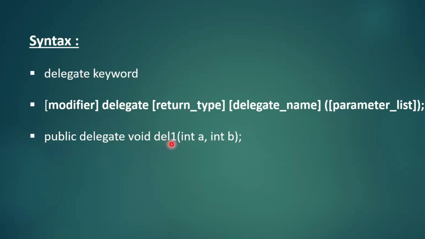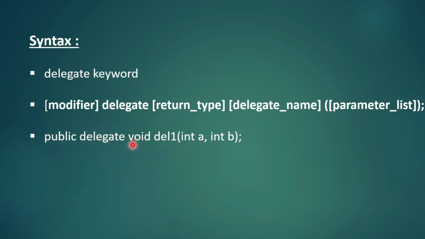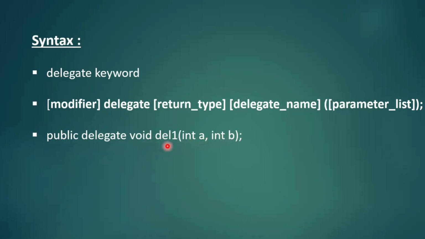Name of the delegate is del1. First I have used modifier, that is public. After that delegate keyword I have used here. After that return type, and after that name of the delegate, that is del1 I have given, and this del1 is having two parameters of type integer. So this delegate will be used for calling the method which will have the same signature, means which is having the void return type and which is having two input parameters of type integers.